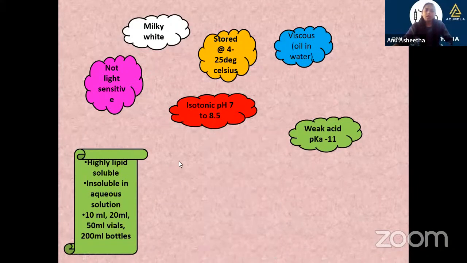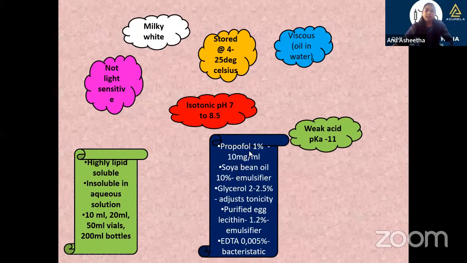Now, what are the components of propofol? It is a 1% emulsion. Sometimes sodium metabisulfite is used as a bacteriostatic agent, but due to the fear of bronchoconstriction, it is not used nowadays. Instead, 0.005% EDTA is used. Then soybean oil is used as an emulsifier, and glycerol adjusts tonicity.